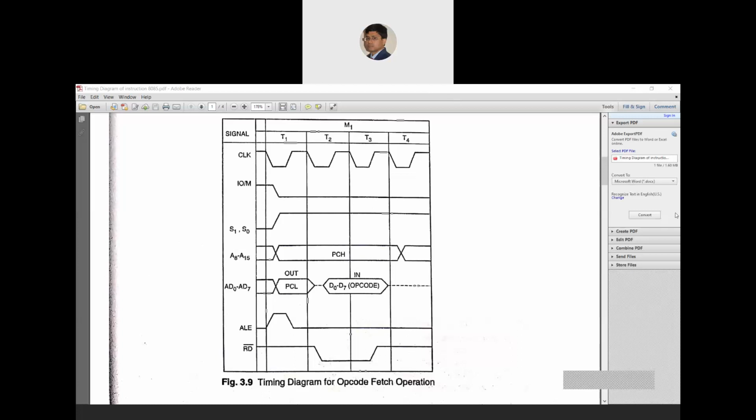I will explain it to you, but I have taken so many classes, right? So that's why I am asking this question. You can see it from the left side, sir. IO/M, IO zero, or this or this. Are you familiar with these signals?